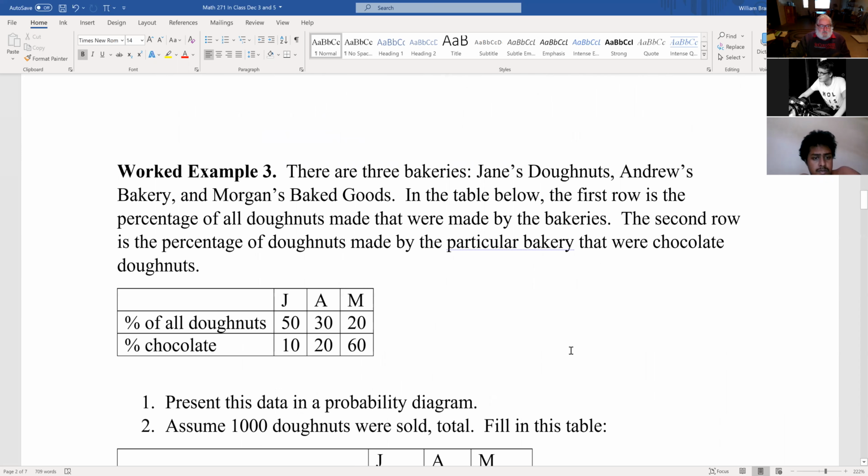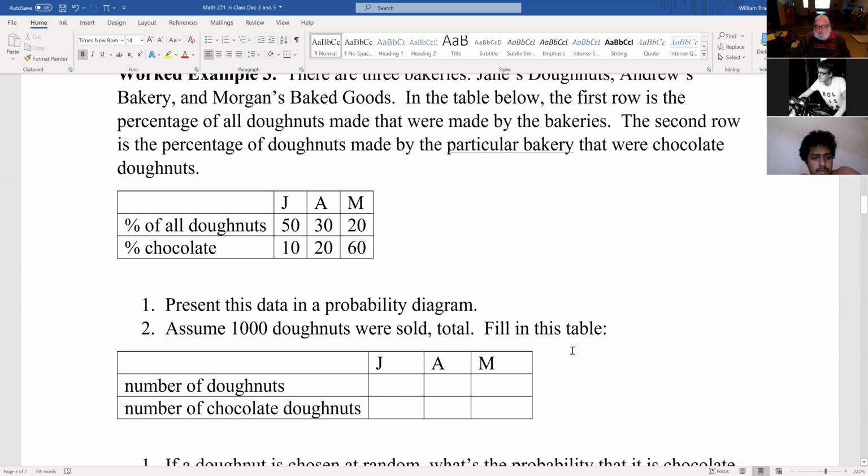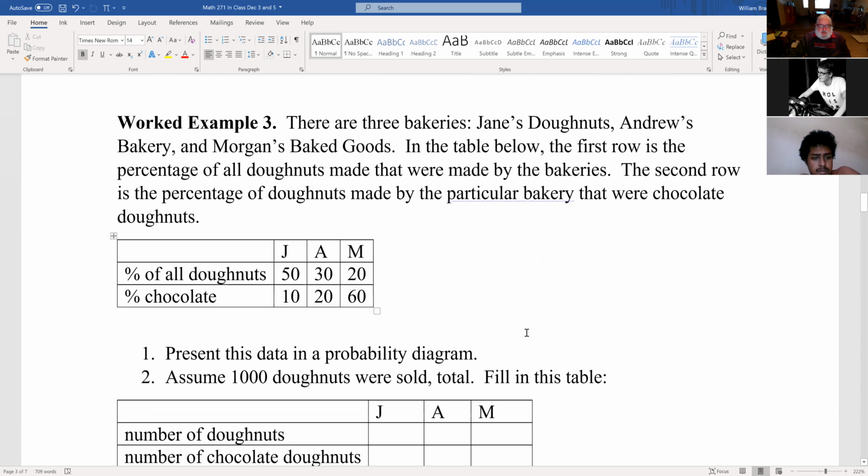Okay, finally, 3 bakeries: Jane's Donuts, Andrew's Bakery, and Morgan's Baked Goods. And we have this table. So the first row is a percentage of all donuts that were made by the bakeries. The second row is percentage of donuts made by that particular bakery that were chocolate donuts. So what this is saying here is that 50% of all donuts were made by Jane's Donuts. Of all the donuts that Jane makes, 10% of them are chocolate. So we can present this in a probability diagram.